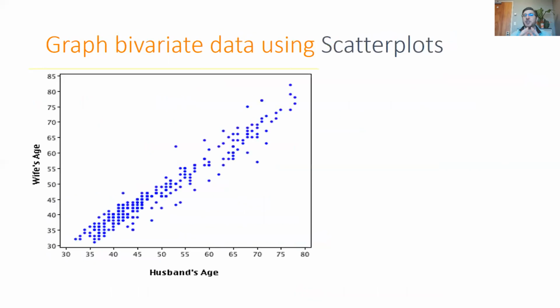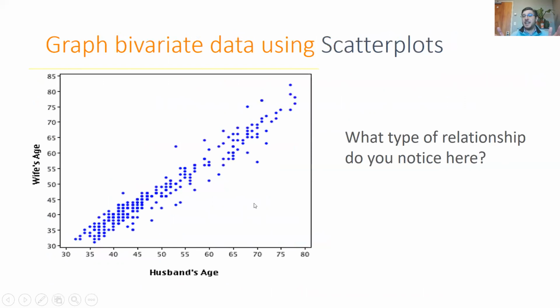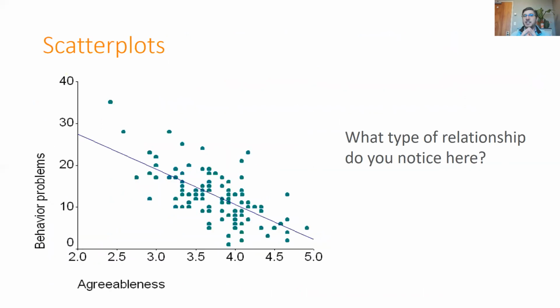So if we look at this, what type of relationship do we see here? It looks like here, as husband's ages increase, so does wife's age. So that would indicate a positive relationship between husband's age and wife's age. Now if we look at a scatter plot between agreeableness and behavioral problems, it looks like as agreeableness increases, behavior problems decrease. So this would be an example of a negative relationship. Notice they're going in the opposite direction.